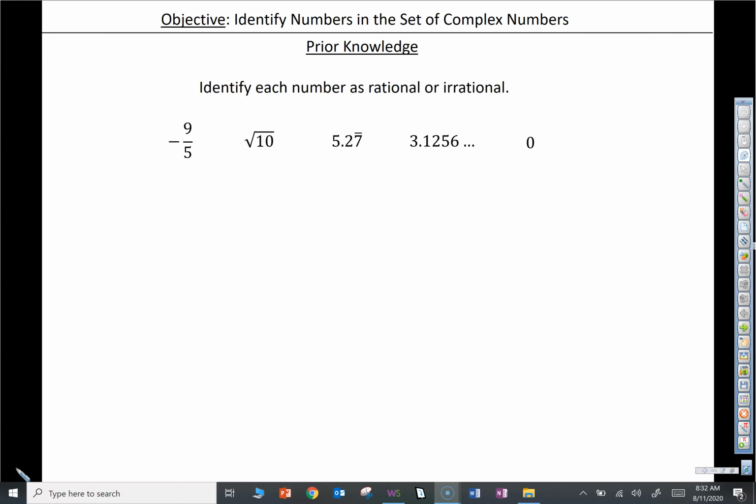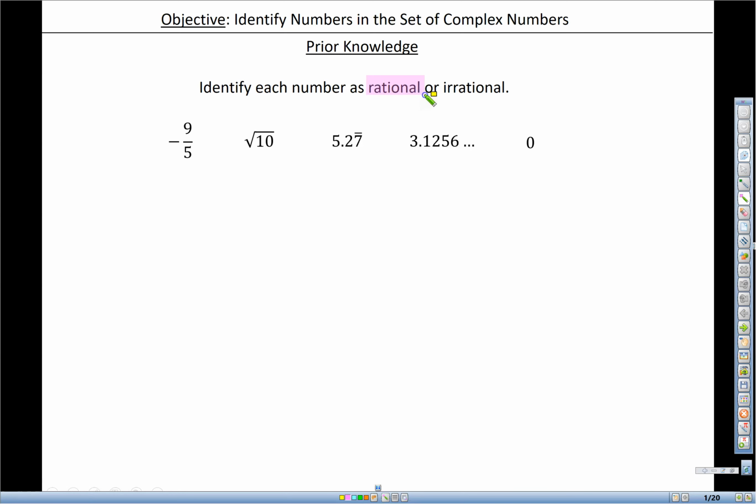We are going to talk about what is known as the set of complex numbers. So we're going to start with something that you've already learned about, which is the set of real numbers and its subsets of numbers, specifically the set of rational numbers and irrational numbers. So every real number fits into one of those two subsets. Every real number is either a rational number or an irrational number.